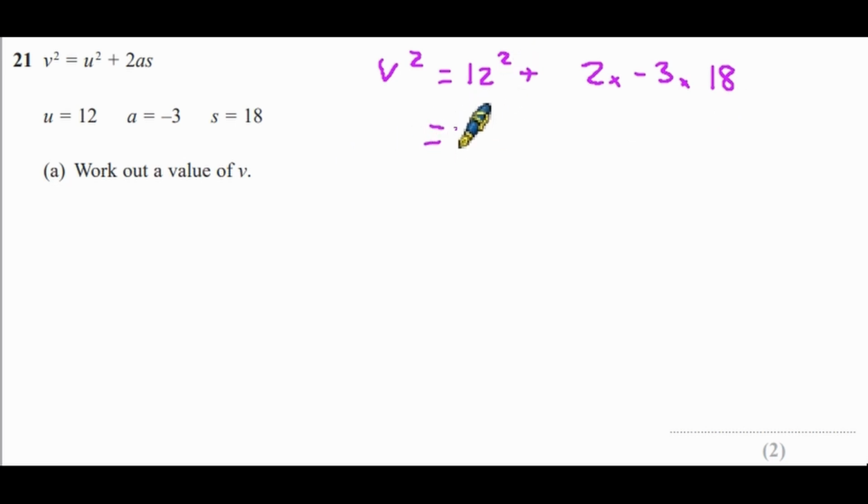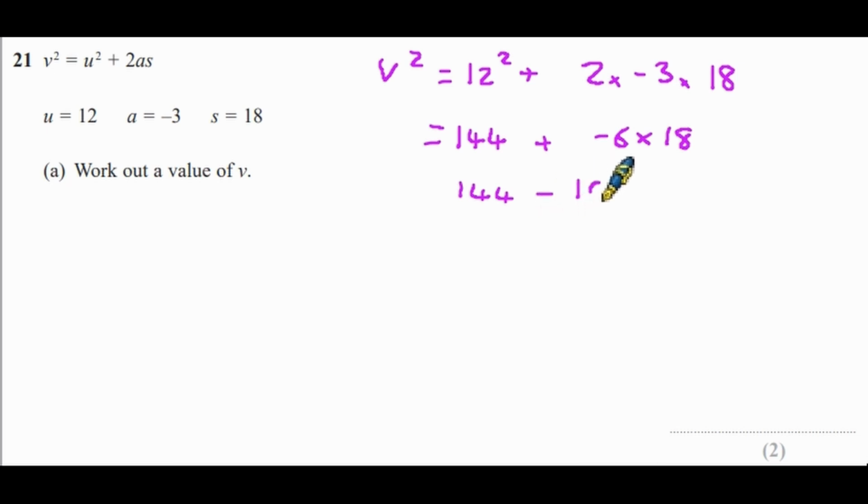12 squared is 12 times 12 is 144. Plus, we have 2 times minus 3, that is minus 6 times 18. And of course we're using BIDMAS, so the next line is 144. Then we have minus 6 times 18. Well, that's 108. Don't forget, a minus times a plus is a minus.